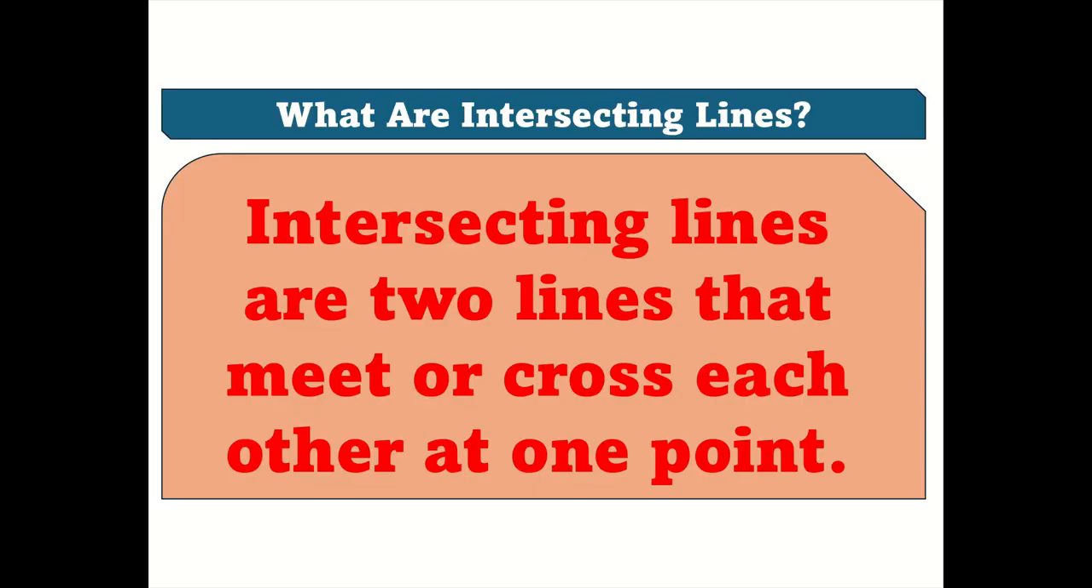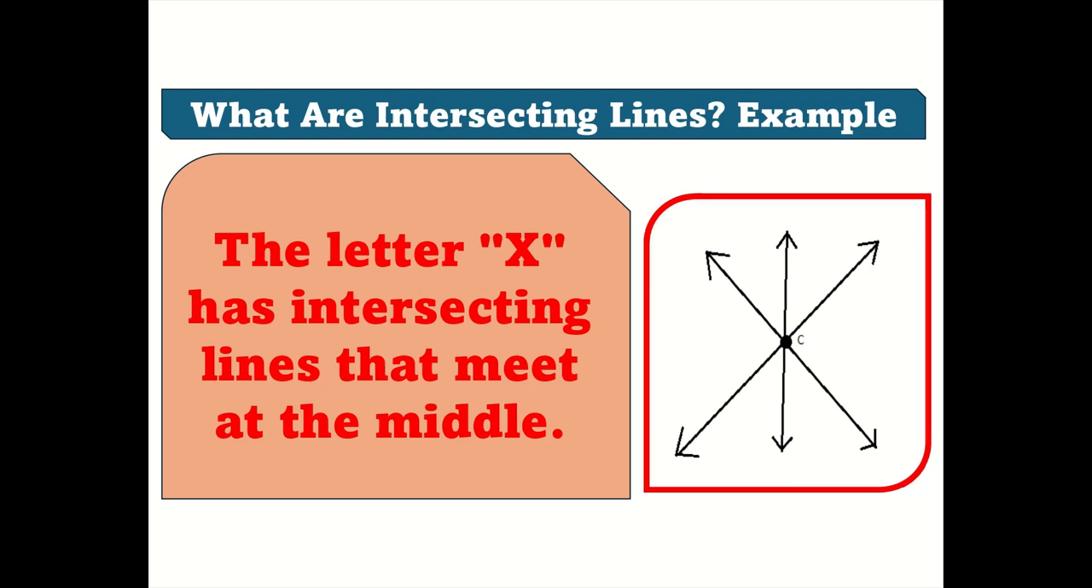What are intersecting lines? Intersecting lines are two lines that meet or cross each other at one point. Example: the letter X has intersecting lines that meet at the middle.